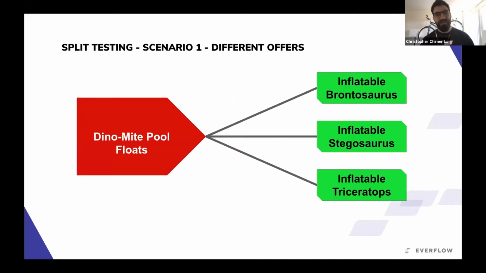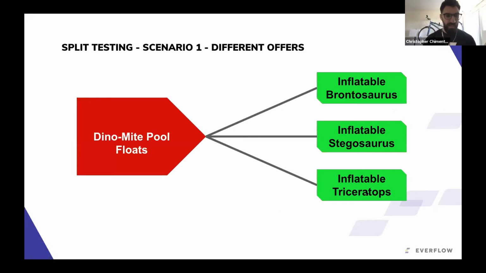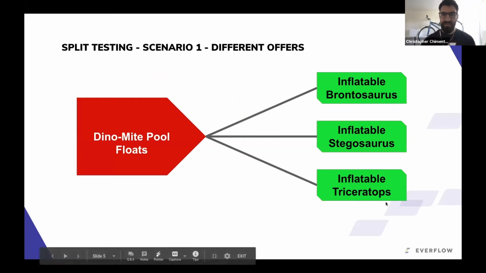So split testing scenario 1, using different offers within the same vertical usually. In this example, we have the dynamite pool floats offer, or vertical rather, and we have 3 different offers here in green: the inflatable brontosaurus, stegosaurus, or triceratops. From here, we're actually going to go into the platform itself and give you a little bit of a hands-on on how to set this up and also how to look at the metrics and reporting.